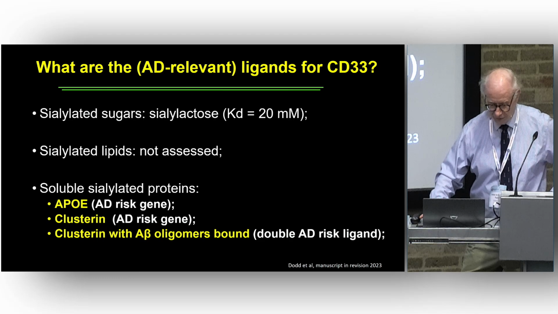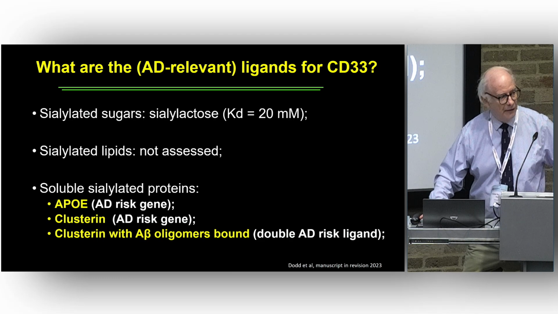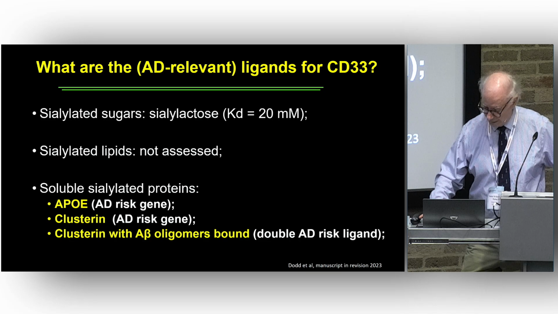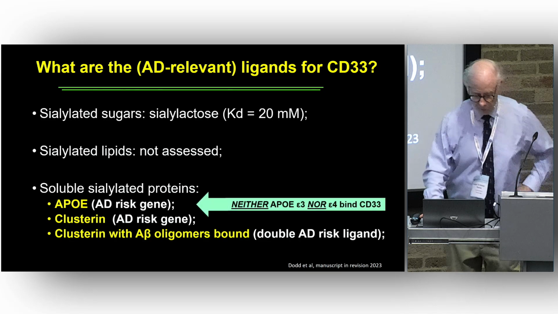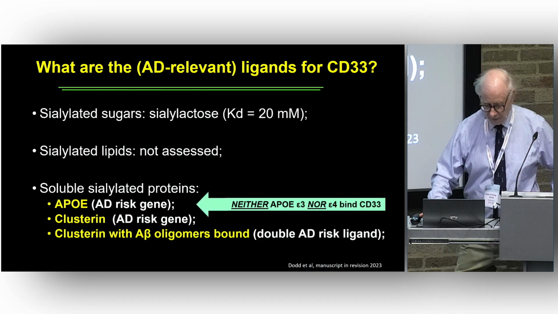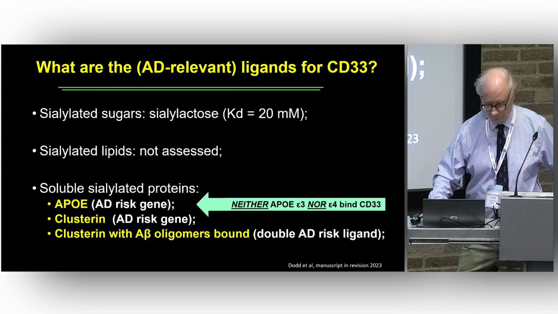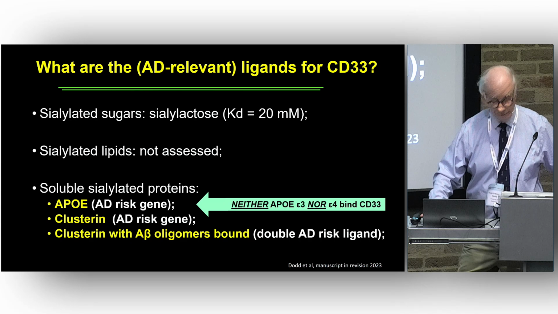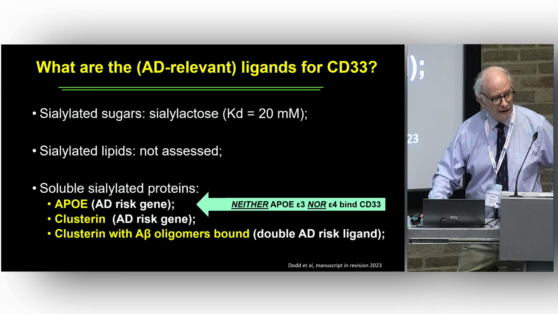And actually, clusterin is also known to interact with A-beta oligomers, and so that would be a third possibility that we could look at. So we looked at the binding of ApoE to CD33, and we were not able to see any evidence of ApoE3 or ApoE4 binding to CD33. However, those same proteins were clearly able to bind to the LRP receptor, indicating that the protein itself was okay, they just don't bind to CD33.